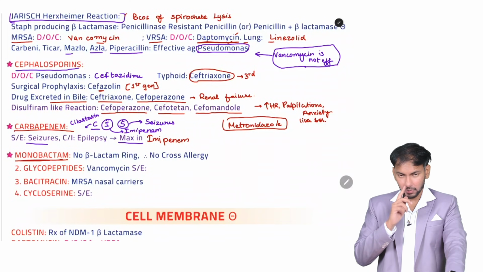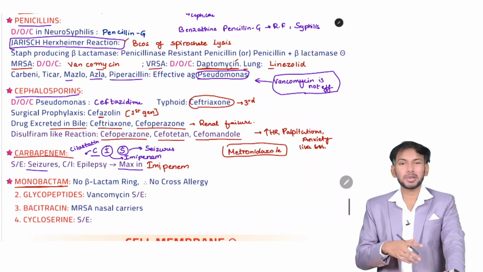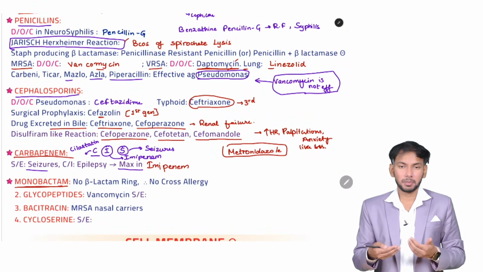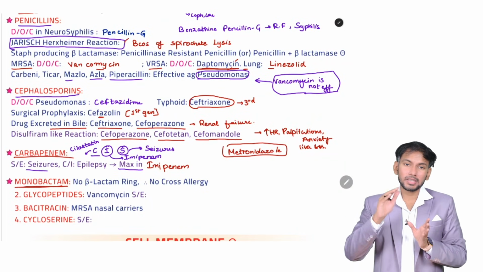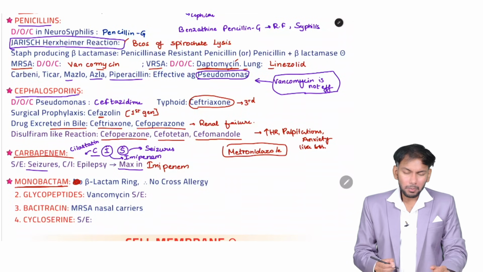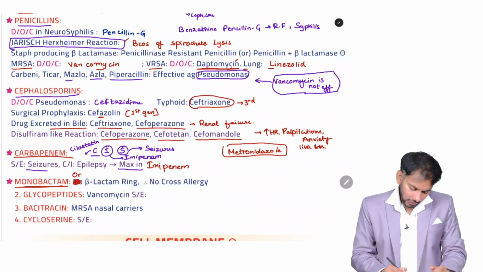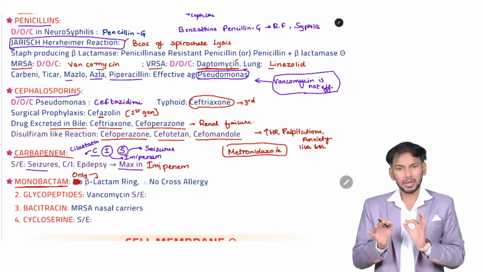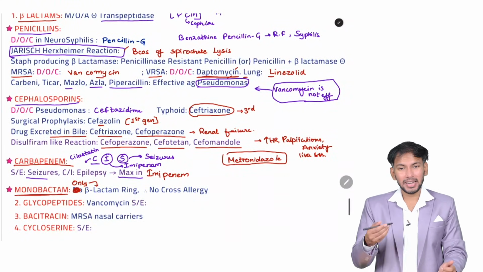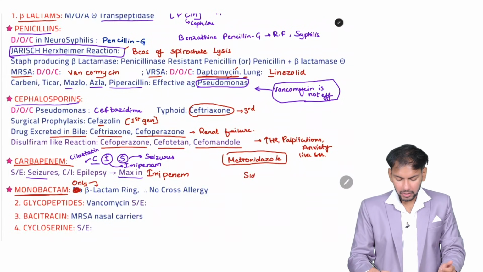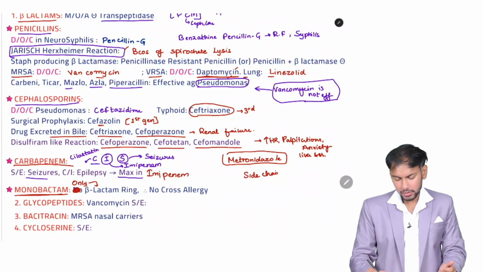Next is monobactam. Now, why are these known as beta-lactam antibiotics? All of them have beta-lactam ring and it also has a side chain. Now, in monobactam, it only has one ring, it only has beta-lactam ring. There is no side chain. Now, all these three drugs have side chain. Because of side chain, it causes penicillin allergy.